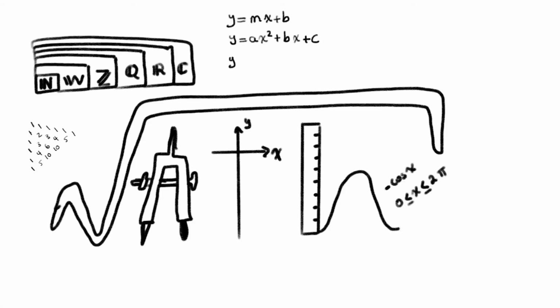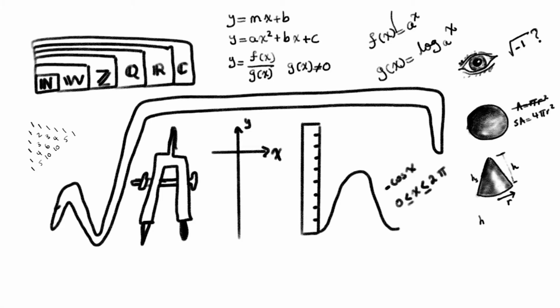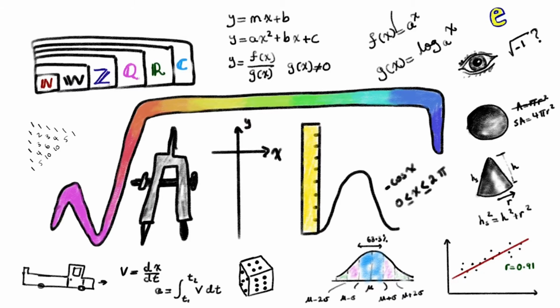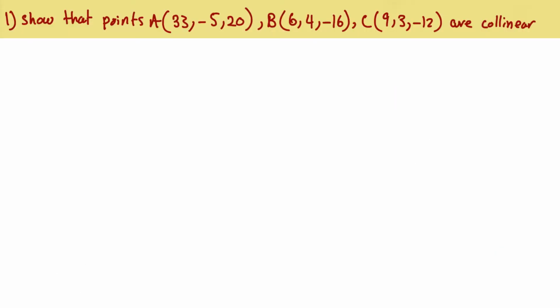Welcome to this video lesson, which is the full solution to the practice questions from lesson 9 of vectors. In the first question, we're asked to show that points A, B, and C are collinear. If points are collinear, that means that they lie in the same line.